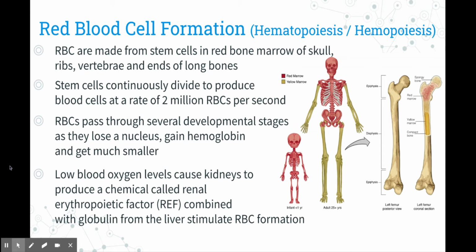When the blood oxygen levels in our body are low, the kidneys are signaled to produce a chemical called renal erythropoietic factor, and that, combined with some liver proteins, can stimulate extra red blood cell formation.